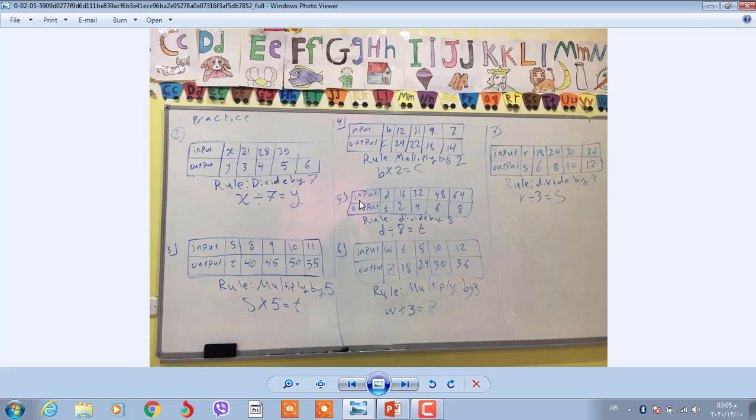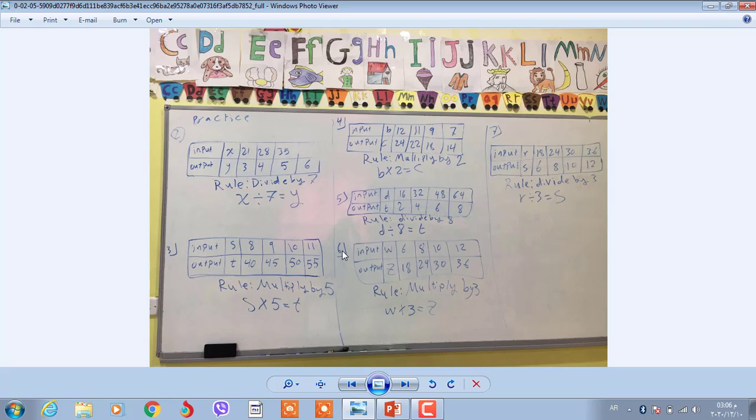In question 5 we have input and output. Input is D and output is T. The rule is divide. Why? Because the input is greater than the output. 16 divided by 8 equals 2. 32 divided by 8 equals 4. 48 divided by 8 equals 6. 64 divided by 8 equals 8. So the rule is divide by 8. Okay, and D divided by 8 equals T. Because the input is greater, we use divide, and divide by 8.